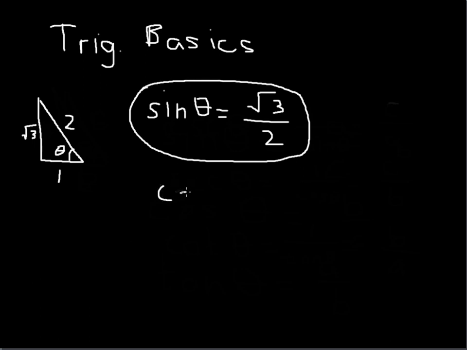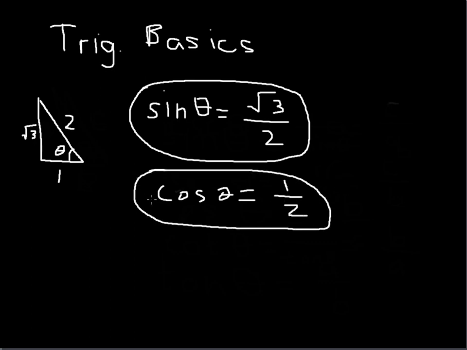Now let's find cos theta. Cos theta is the adjacent over the hypotenuse. So the hypotenuse is 2 and the adjacent is 1, so this is going to be 1 over 2. Good job if you got that one right.